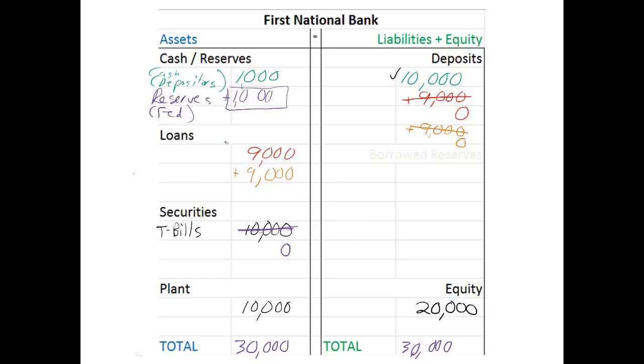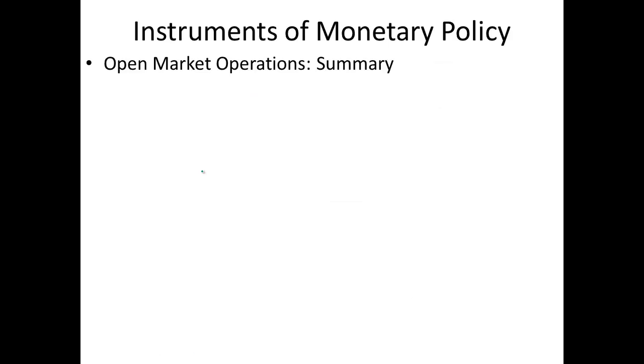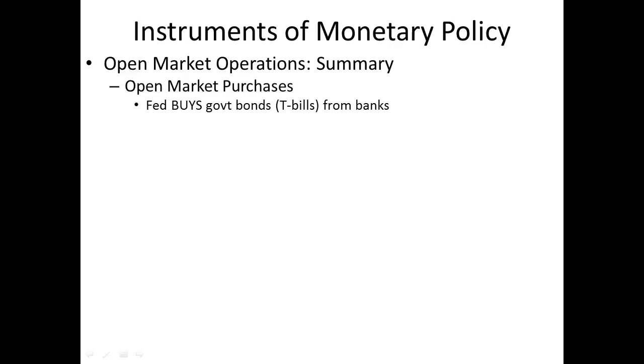Okay. If you can understand kind of how the balance sheet works and the logic of this, I think you'll be in really good shape. Everything from here on out will hopefully fall into place for you. Okay. So let me summarize open market operations, and I'll kind of give you the definitions and the predicted effects here. Open market purchases, the Fed is buying government bonds, T-bills from banks.